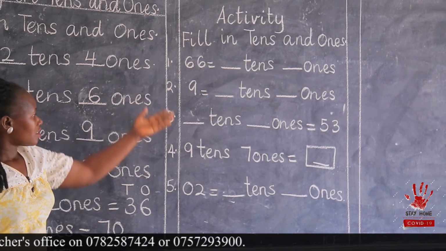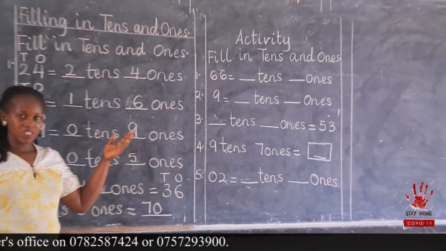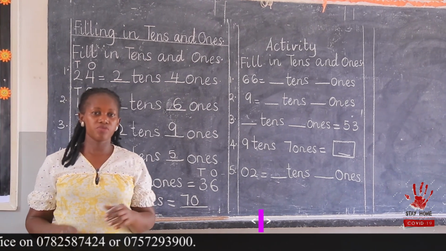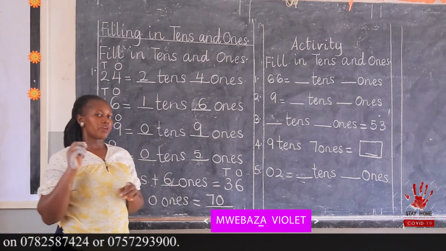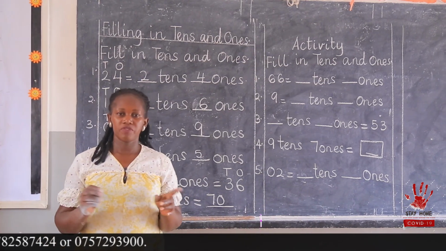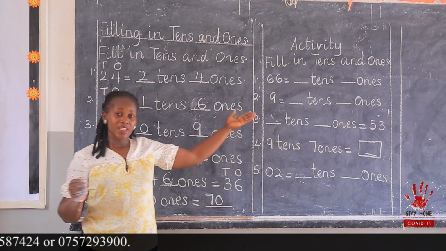So these are just 5 numbers. I want a good handwriting. Please be careful as you're doing it. I don't want a rubber in my work. Just be neat, just be careful. Everything will be okay. I will mark this work.